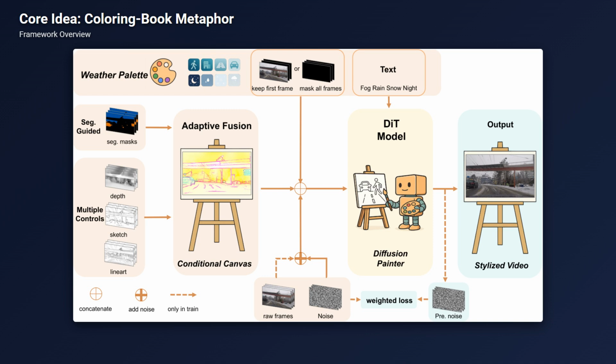Our core idea uses a coloring book metaphor. Given a clear weather driving video as input, we extract three structural conditions as outlines. A weather condition diffusion model then paints adverse weather onto these guides. The conditions control how much structure is preserved, while the model adds realistic weather appearance.